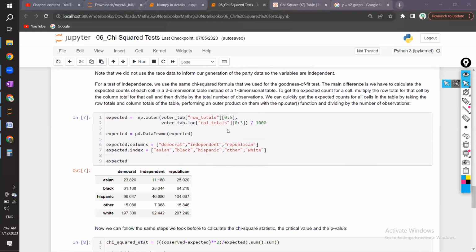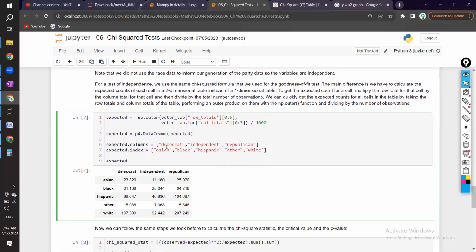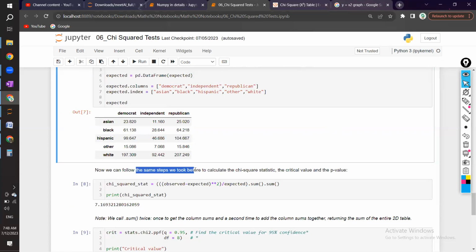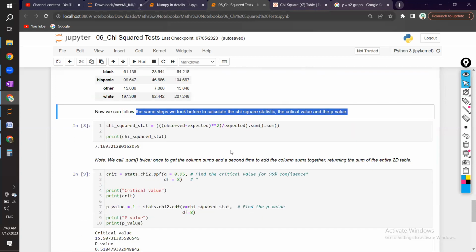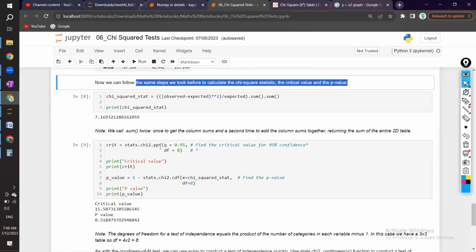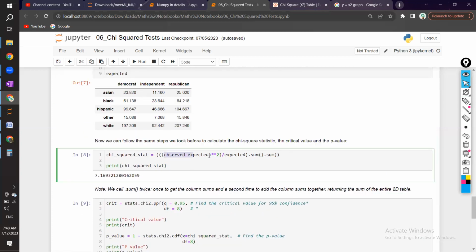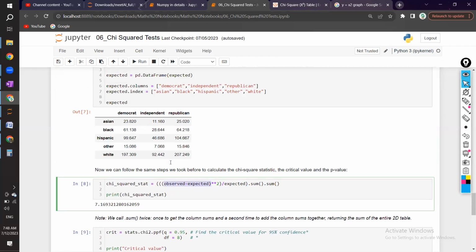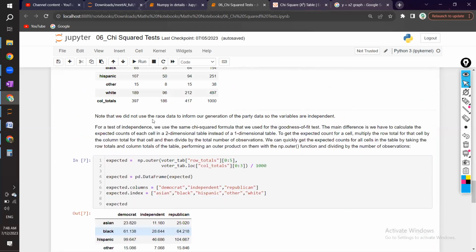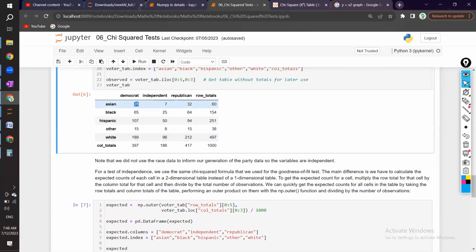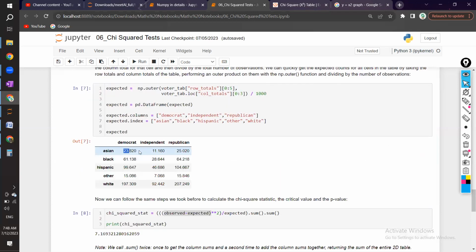Okay, so the expected values from the data frame are those. Now you can follow the same steps we took to calculate the chi-square statistic, the p-value and the critical value. What they are passing is observed value minus expected, whole square, divided by expected value, right? I was just checking where they got this. Okay, sorry, this will be the observed value: Asian and Democratic is 21, and this is the expected value.